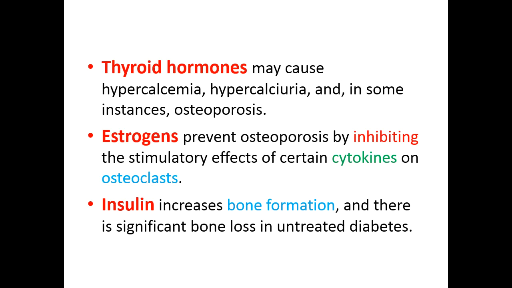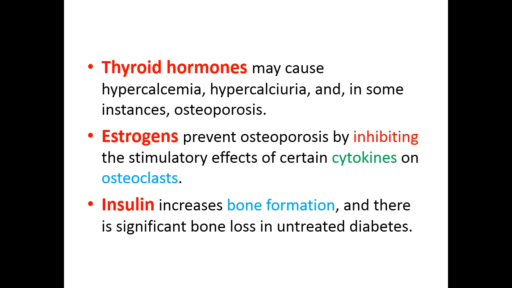That is why when a woman passes into the postmenopausal period, she will lose the effect of estrogen on these osteoclasts and will have osteoporosis. Why? Because estrogen prevents osteoporosis by inhibiting the stimulatory effect of certain cytokines on osteoclasts.